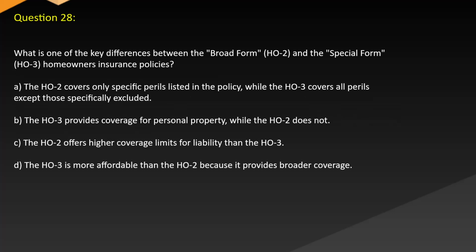Question 20. What is one of the key differences between the broad form HO2 and the special form HO3 homeowners insurance policies? A. The HO2 covers only specific perils listed in the policy, while the HO3 covers all perils except those specifically excluded. B. The HO3 provides coverage for personal property, while the HO2 does not. C. The HO2 offers higher coverage limits for liability than the HO3. D. The HO3 is more affordable than the HO2 because it provides broader coverage.